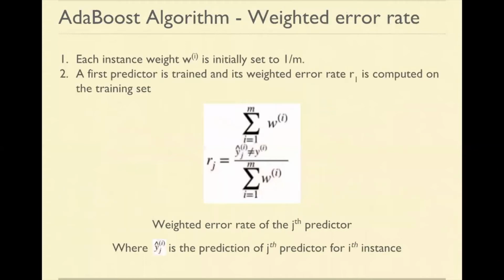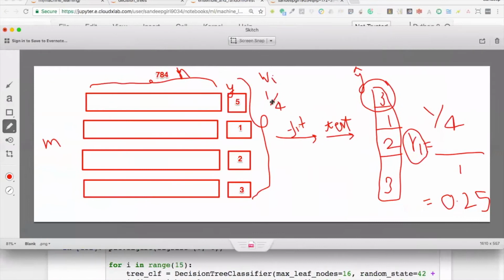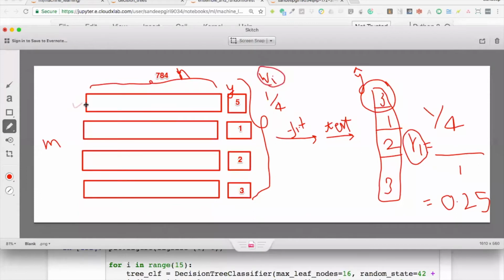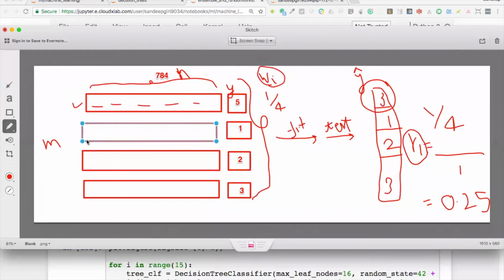Now, what does it mean by computing the weightages? When we said Wi, all we did was multiply these instances, their pixel values, with this Wi. There will be pixel values of each one, so we multiplied all of these pixels by 0.25, leaving y as such, and then did the training. That's what it means by doing the fit or the predict based on the weightages.